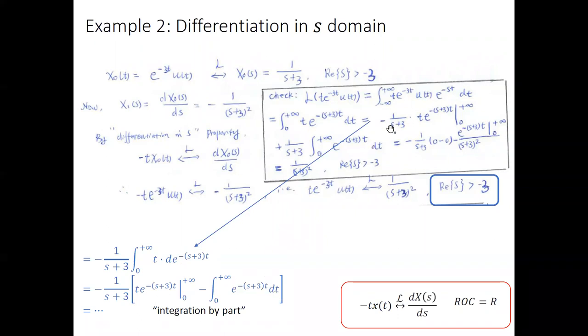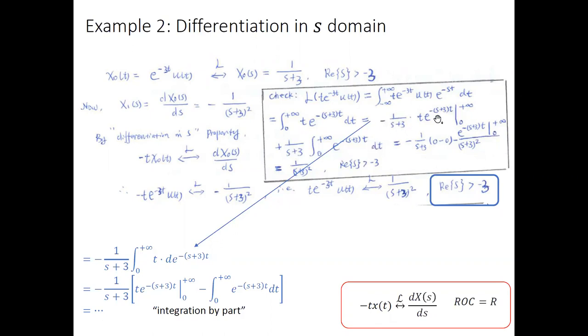Now coming back to this box, so minus 1 divided by (s plus 3), the first part, plus 1 divided by (s plus 3). It's plus because there are two negative signs here. Two negative signs lead to plus, the integration dt.